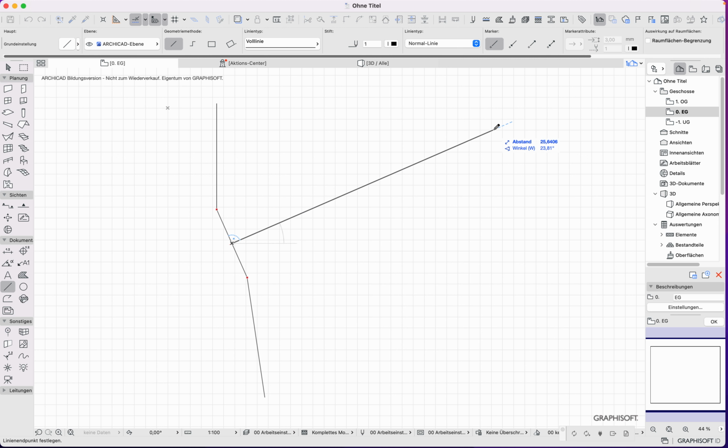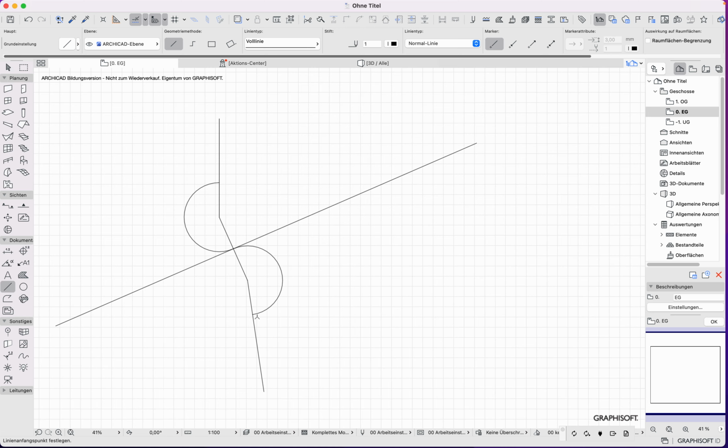It must be somewhere here, and it must be somewhere here. Okay. No, from here. That's the right point. And that's the right point.